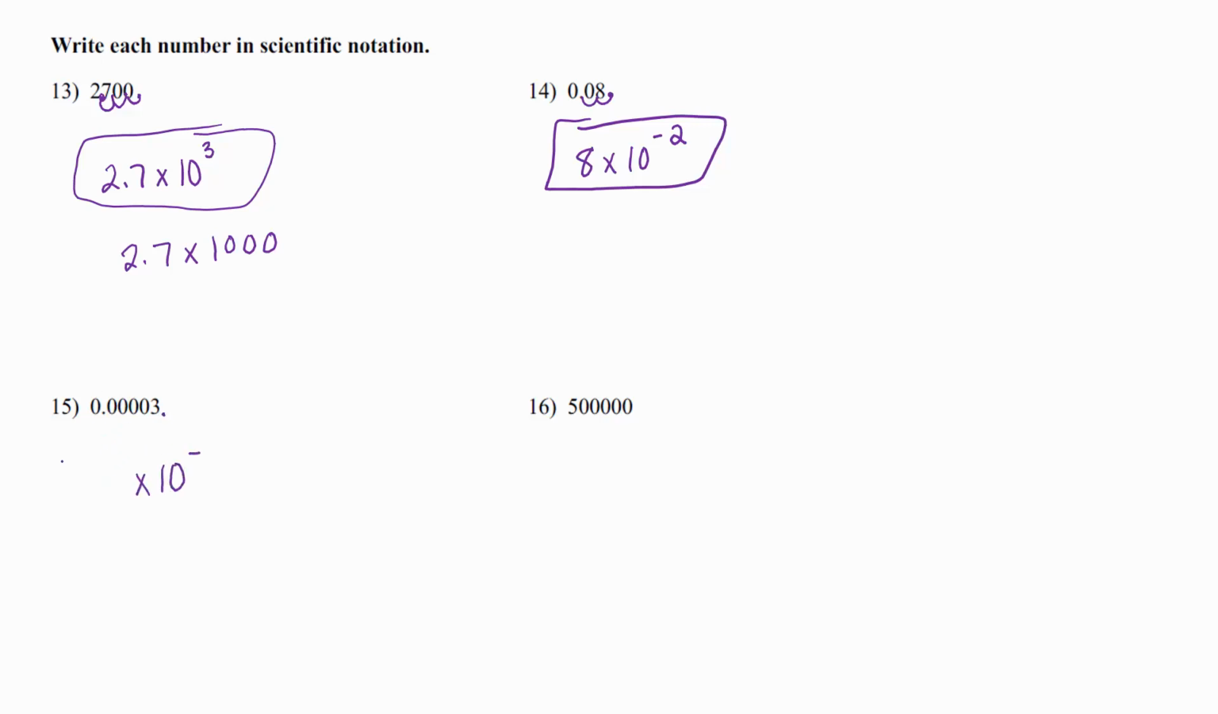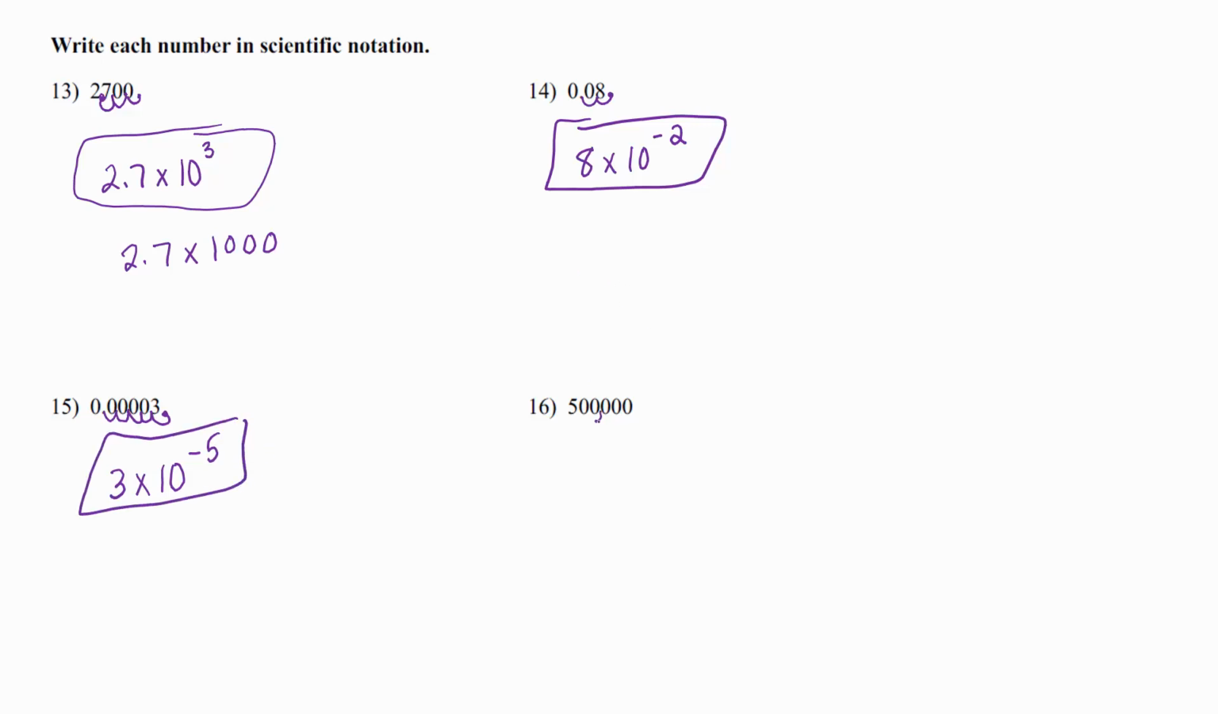We want it to come all the way over and be to the right of the 3, so that this is a number between 1 and 10, which 3 is a number between 1 and 10. So 1, 2, 3, 4, 5. I had to move 5 places, so that's 10 to the negative 5.